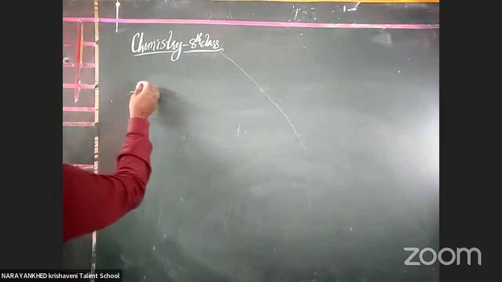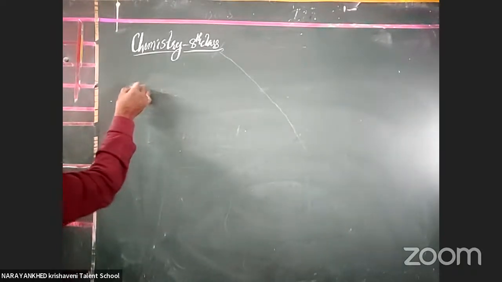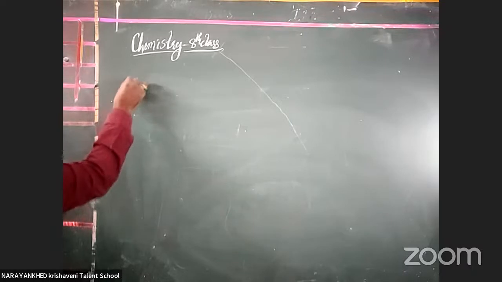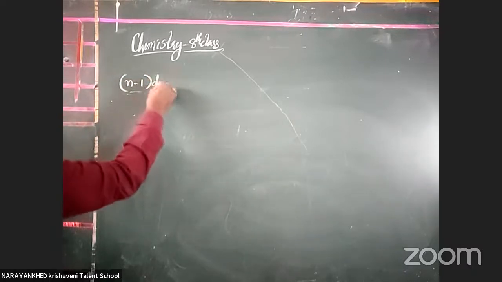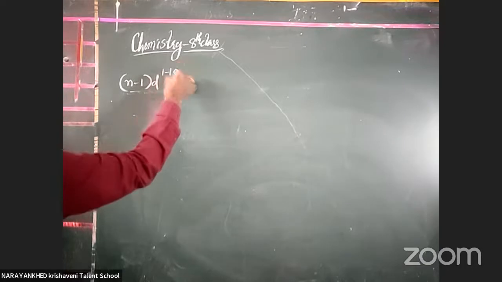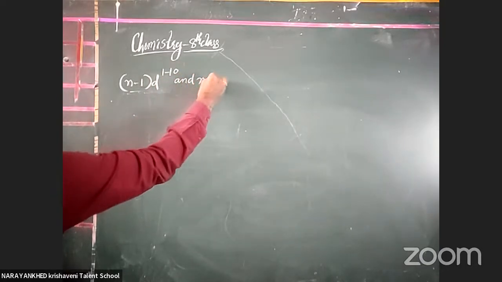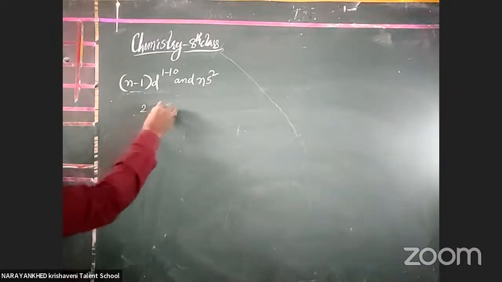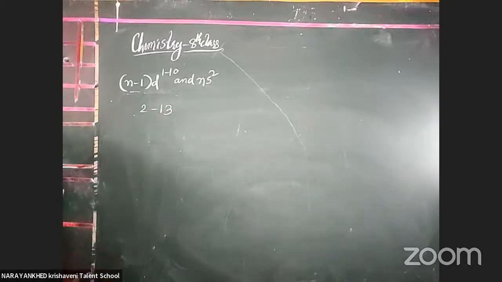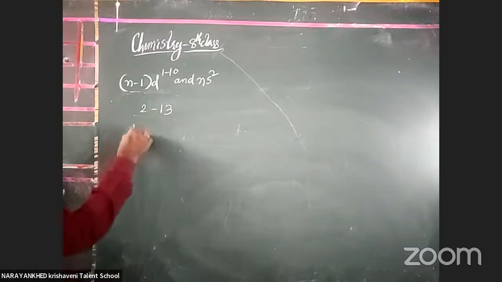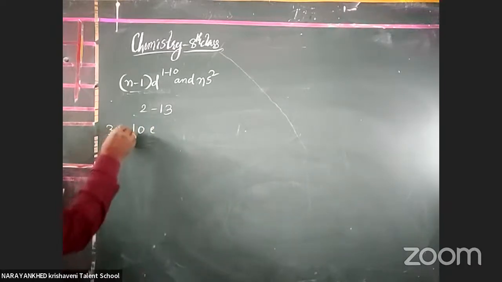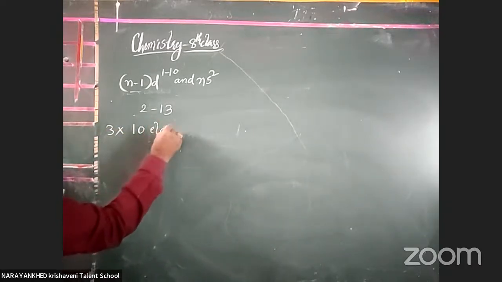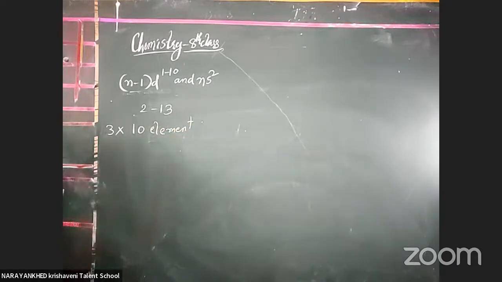Here the general configuration is (n minus 1) d, 1 to 10, and ns2. These all come under the d block elements. The elements are between groups 3 to 12, and they contain 3 series of 10 elements each. Clear or not? And here they show variable valency and oxidation states.